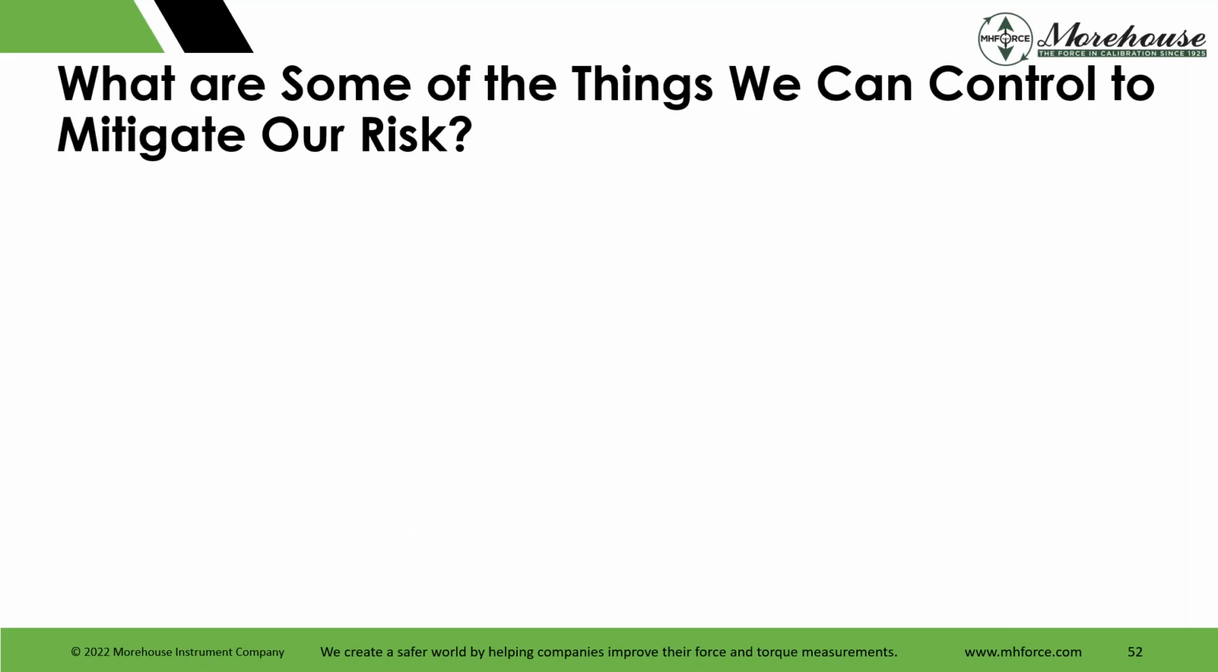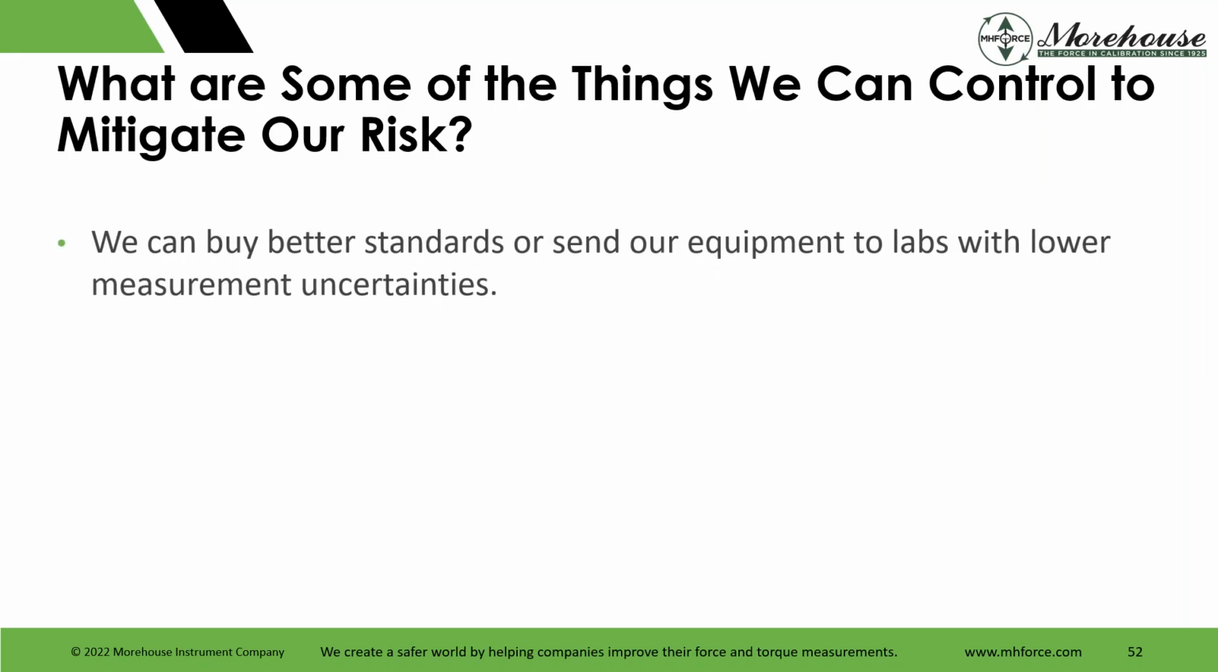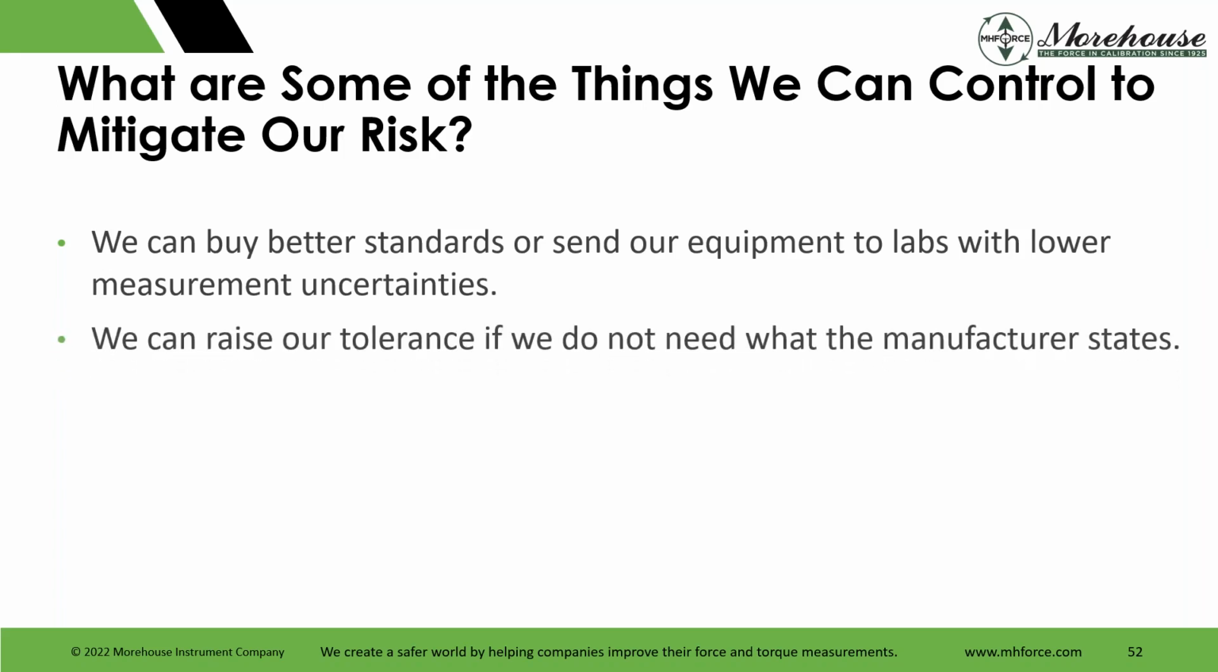Things we can do to control or mitigate our risk. We can buy better standards or send our equipment to labs with lower measurement uncertainties. Other things we can do, we hear this all the time: well, calibrate to manufacturer's tolerance. Well, do you need it? How did the manufacturer come up with their tolerance? Was it one day they were standing on one leg and someone achieved it once but never repeated it? Don't know, right? But if you don't need it, and you want to do reliability studies and everything else, there's no reason. If you need 0.2%, there's no reason to hold the lab to 0.1%.